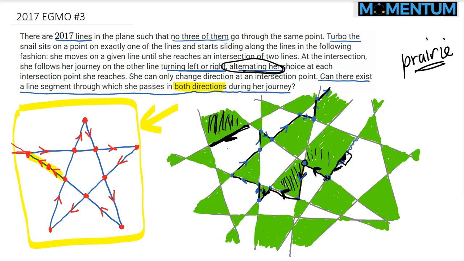So coloring is one of the techniques that you should keep in mind for Olympiad combinatorics problems. Hope to see you guys in our next lecture.